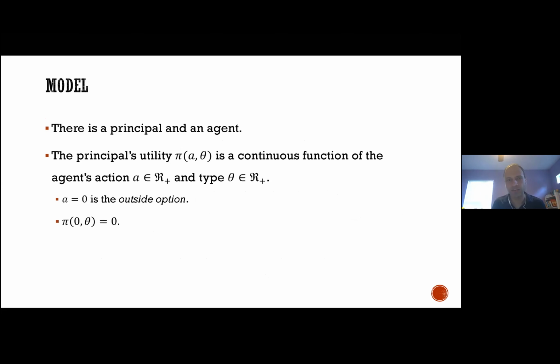Again, this is sort of a repeat. There is a single principal and a single agent. The principal's payoff or utility is given by this pi function, which is a function of the agent's action, where the set of possible actions could be any non-negative action, and the agent's type. The set of possible types could be anything greater than or equal to 0. Of course, I'm going to make an assumption about the actual distribution of types, which will restrict the support to be a subset of the real line. But for now, let's allow for all possible types and all possible actions. A equals 0 will be the outside option, and whenever the agent of any type chooses the outside option, the principal's payoff is going to be equal to 0. So that's the principal.